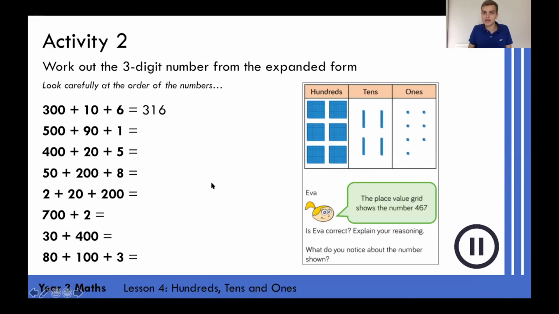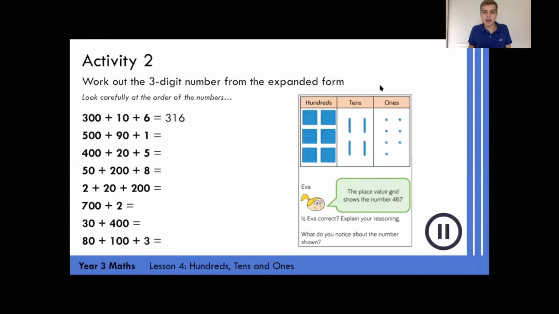Remember, there's also a challenge here, and Eva says the place value grid shows the number 467. Is Eva correct? And you're going to say, is she right? Is she wrong? And then why you think she's right or why you think she's wrong. So pause the video here, have a go at these, and then we'll go back through the answers when you've finished.